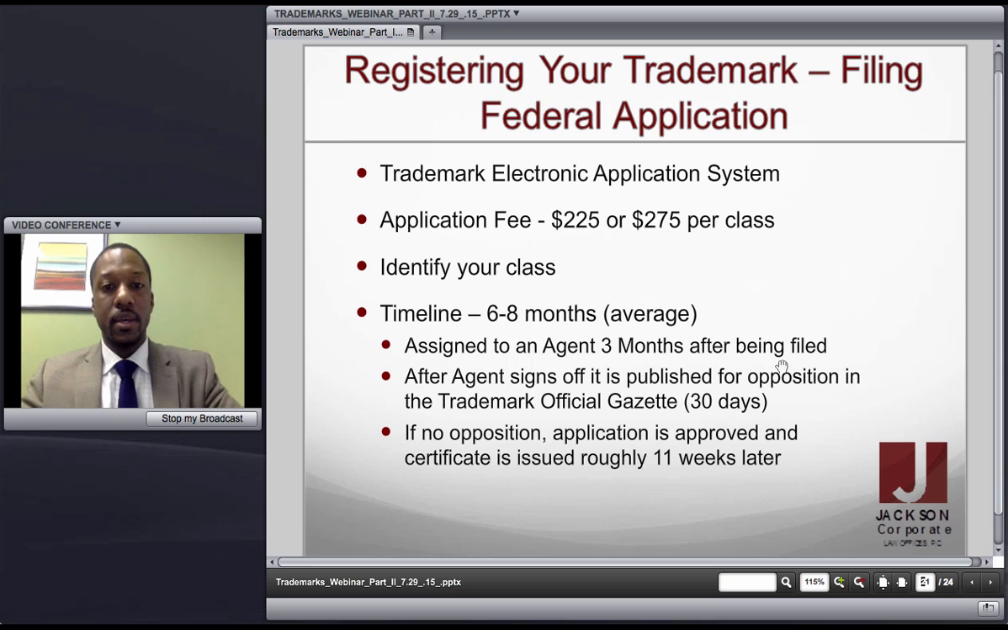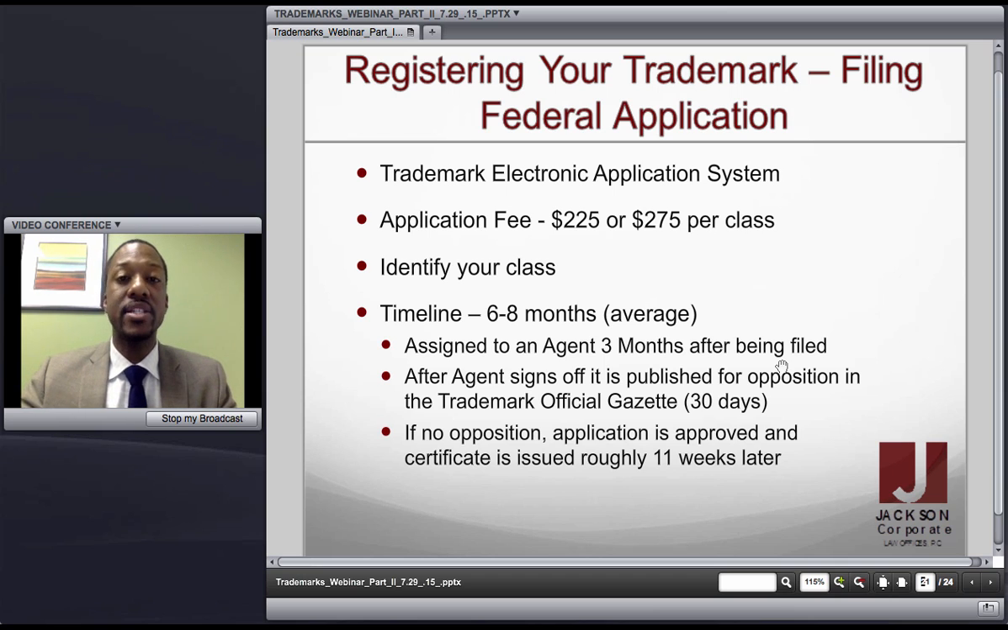Now, the timeline for this is 6 to 8 months on average. After you submit your application, it takes about 3 months before that application is even assigned to a USPTO trademark agent. What that agent does is go through the application and have follow-up. They'll tell you if anything needs to be changed in the description, if they see any issues with the application. So you probably have a few back and forths in order to get the application to where they feel it's adequate enough to push through.